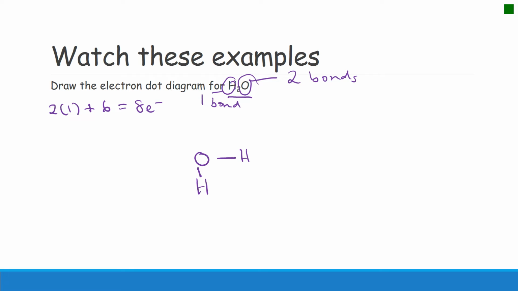We need to now work out how many electrons we've got left over. We've used 2 plus 2 is 4, so we've got 4 electrons left over. Put them together. We must always keep them in pairs. And check, does our central atom have 8 around it? That's our key question. 2, 4, 6, 8. Yes, it does. How many electrons have I used? I've used 8. It's got 8 around it. Tick! I've done it correctly.